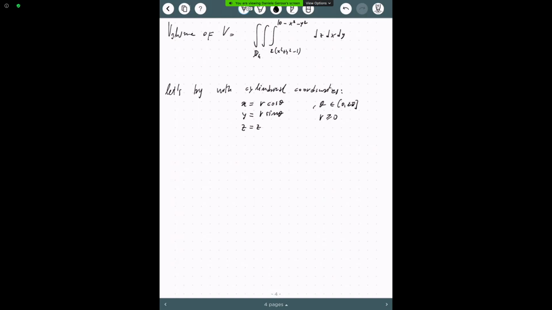So we get that V in cylindrical coordinates is equal to the triple integral with theta going between 0 and 2 pi. Then the radius is between 0 and, no, it's 0 and 2. Then the endpoints for the last variable, z, are 2r squared minus 1 and 10 minus r squared. You see that the expression is actually nicer. And then we have r here, so we have dz dr d theta.